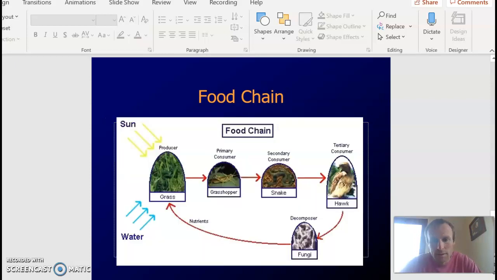So let's take a look at this food chain here. We've got some grasshoppers eating the grass. They've been really eating my lilac bushes this year. I don't like that. And then secondary consumer, a snake might come in and eat the grasshopper, and then a hawk might come in and snag the snake. We would call the hawk a tertiary consumer. And so here's this decomposer, the fungi, off to the side.